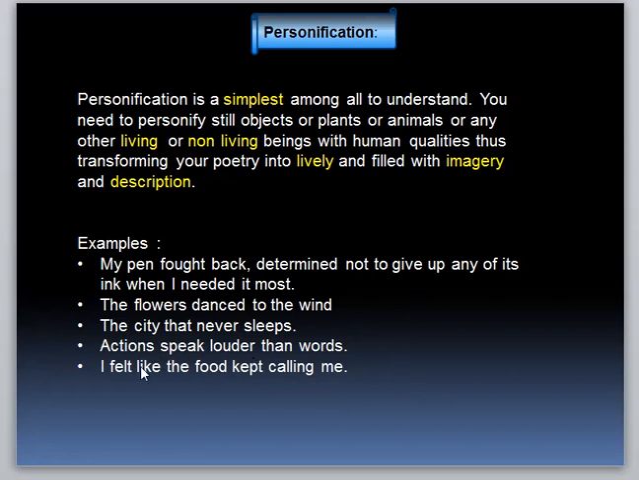So this is what we do: we give human qualities to non-living things or any other living being, or to natural non-living things. That means rivers, mountains, clouds. You give those human qualities to them. So those are natural non-living things.